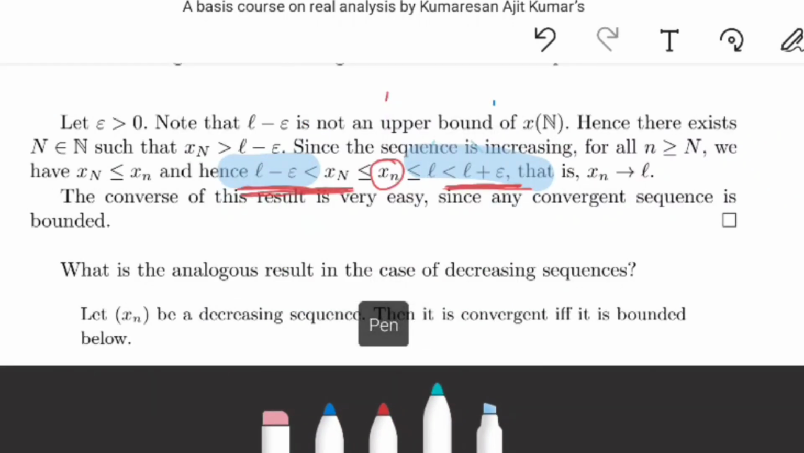Hence, I have proved this is the definition of convergence, and I can say that Hn converges to L. Now my converse part is: if it is convergent, I have to say that it is bounded.